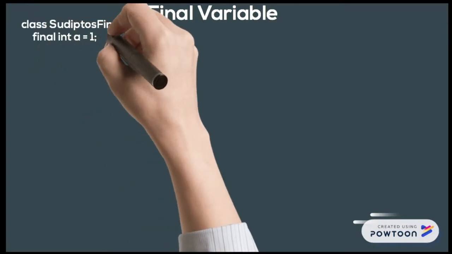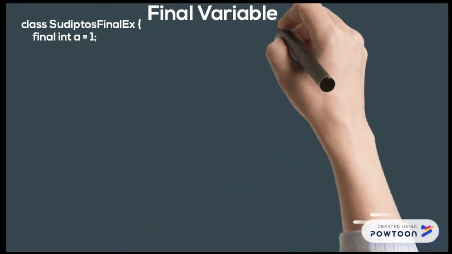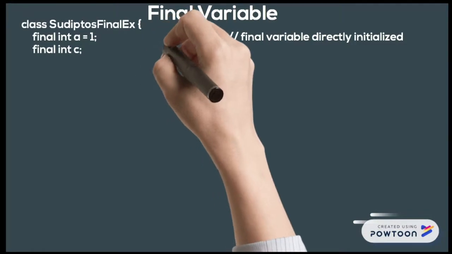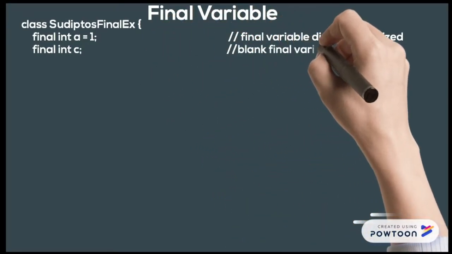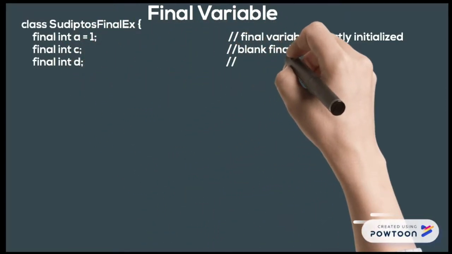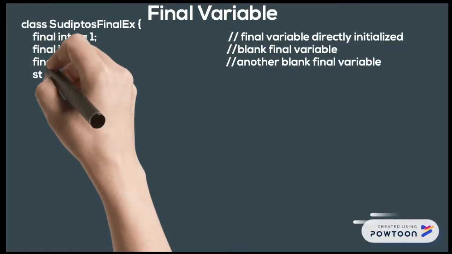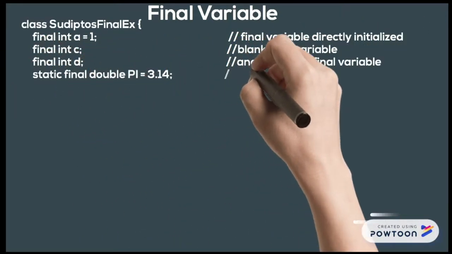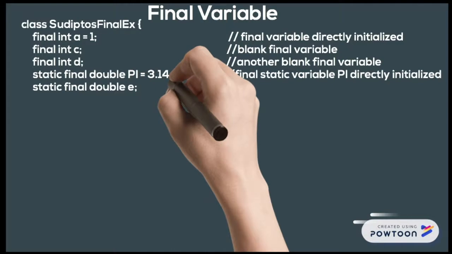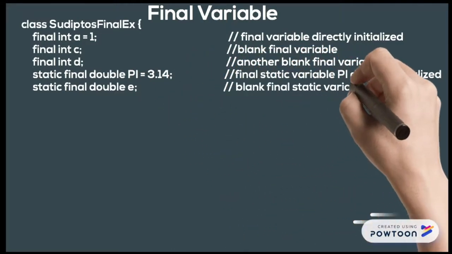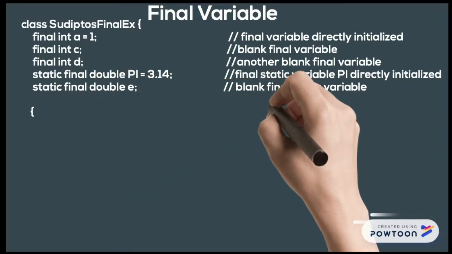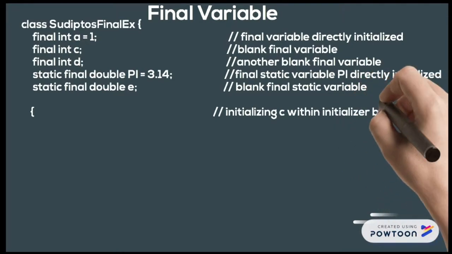We are trying to create a class, and in that class, we are declaring a final variable a, which is of type integer. Now this final variable a can be directly initialized. Notice the other final variable c. We have not assigned any value yet. That is an example of a blank final variable. There is another blank final variable d, and now we have another static final variable, and then we have blank final static variable e of type double.